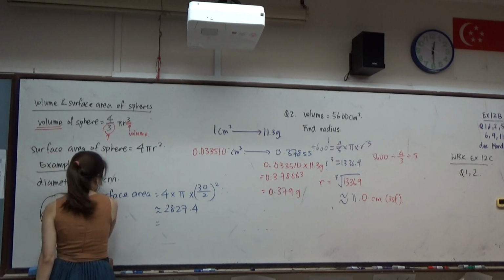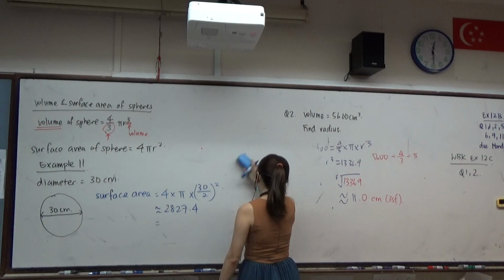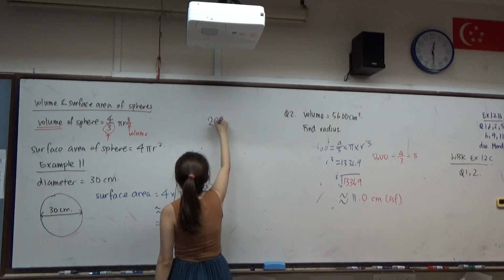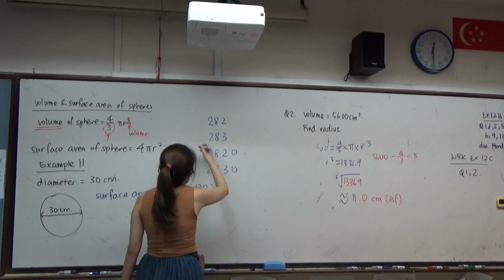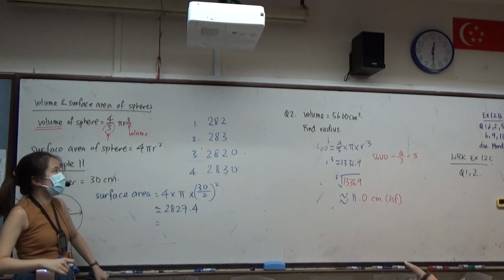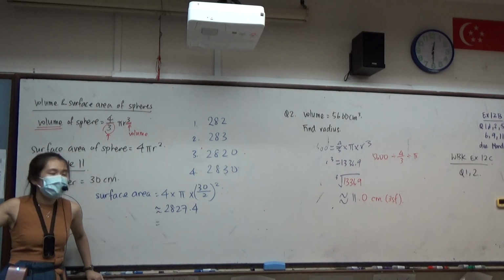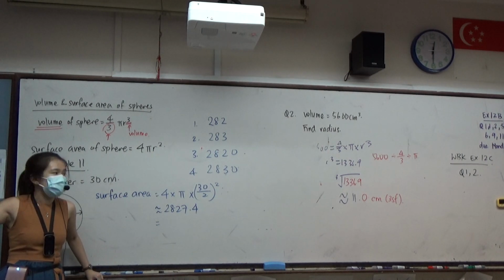Okay, give me 3 options. 283. 2830. 282. 2820. 2830. Options 1, 2, 3, 4. Who chose option 1? Option 2. Option 3. Option 4.